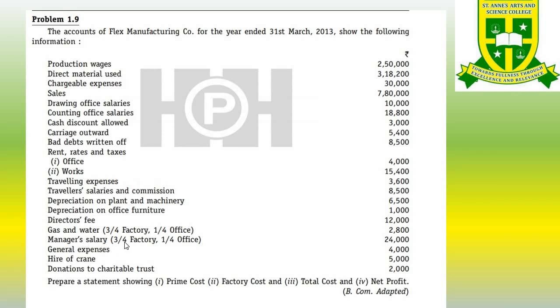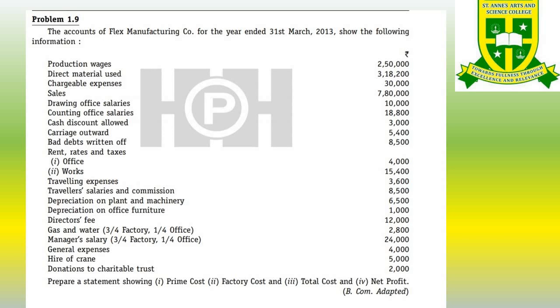Likewise, manager salary: 3/4 is for factory, 1/4 is for office. So 24,000 into 3/4 is to be calculated and put in the factory overhead. And 24,000 into 1/4 you have to calculate and put in the office and administrative overhead. The general expenses, normal general expenses, will appear in the office and administrative overhead.